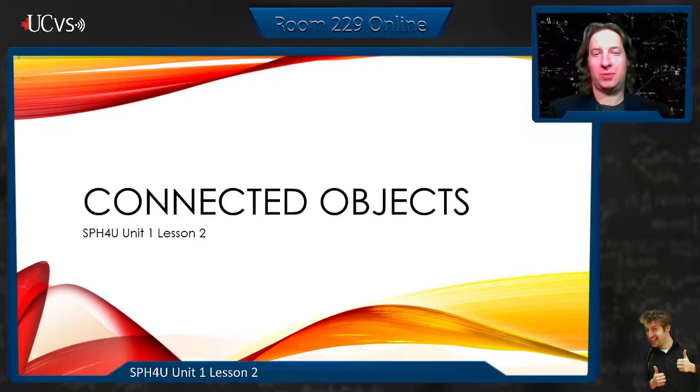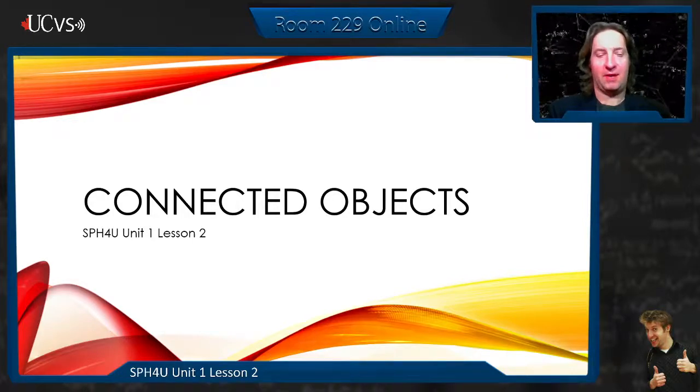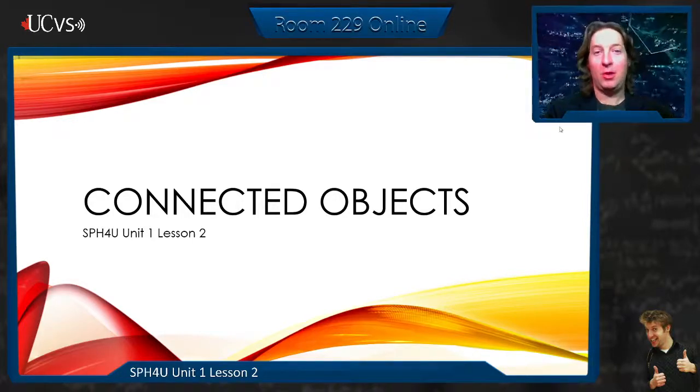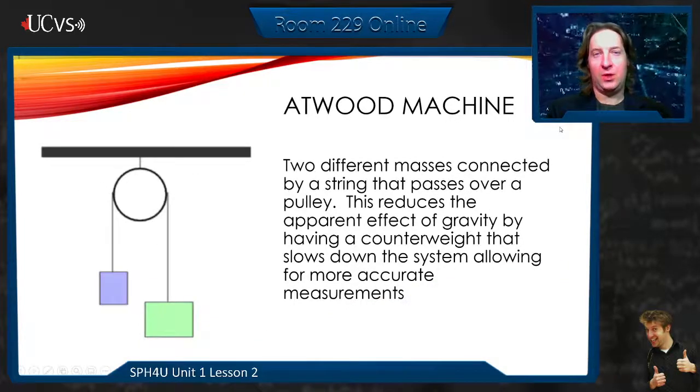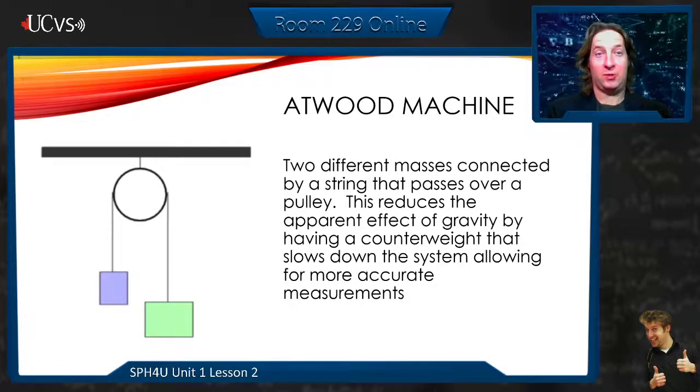We're going to talk about what we call connected objects. So we're still thinking about frames of reference and how frames of reference can help us. So we're going to use something called an Atwood machine to help us understand, using frames of reference again.